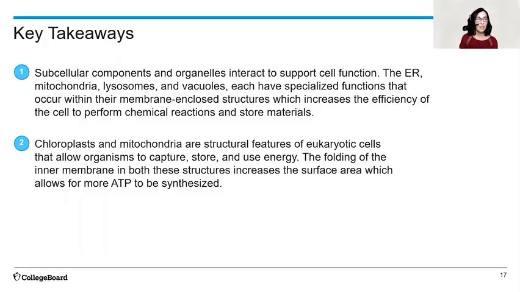So some key takeaways here are that the subcellular components and organelles interact to support cell function. We went through several of those structures and their function and how it helps increase the efficiency for the cell to perform chemical reactions and store materials. Specifically, we looked at how the chloroplast and mitochondria are structural features of eukaryotic cells that allow organisms to capture, store, and use energy. And the folding of the inner membrane in both of those structures increases the surface area, which will allow more ATP to be synthesized for the cell.